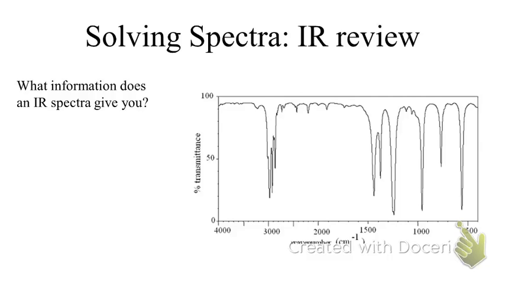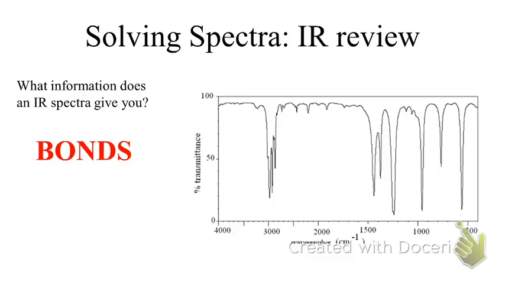Why do I have an issue with calling it functional groups? An individual functional group has multiple types of bonds. Okay? Those multiple bonds have multiple signals. The composition of all of those signals gives you information about the functional group. But the IR only tells you about the bonds.